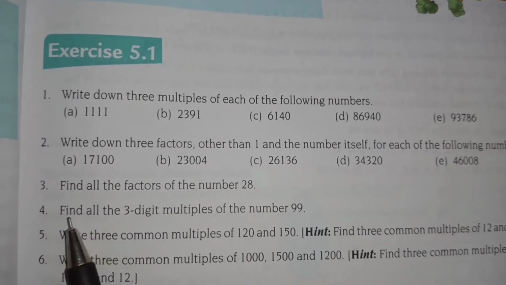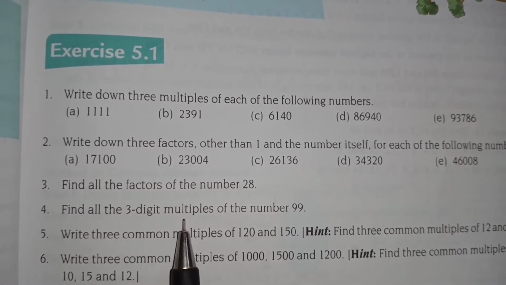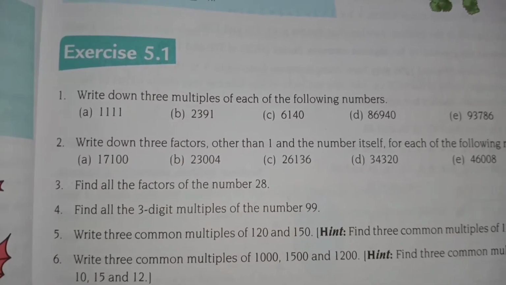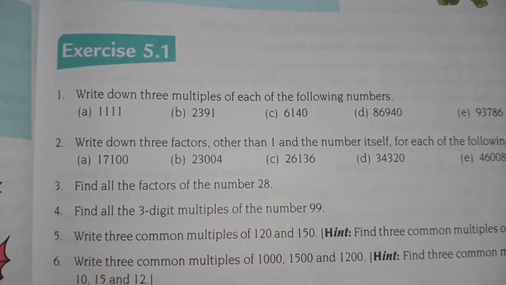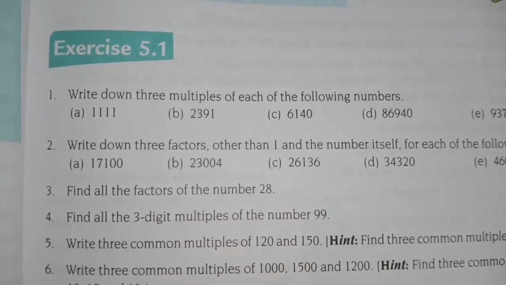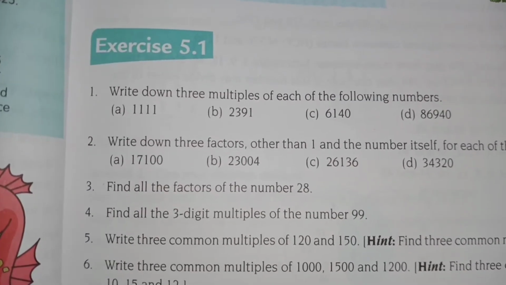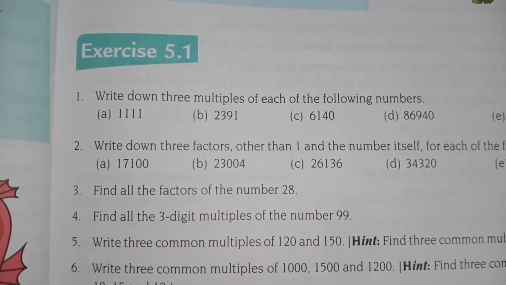Now question number 4 is: find all the 3-digit multiples of the number 99. Here we are going to write the table of 99. Multiples means the product we get is the multiple. That means we'll write the table of 99 and it should have 3 digits.